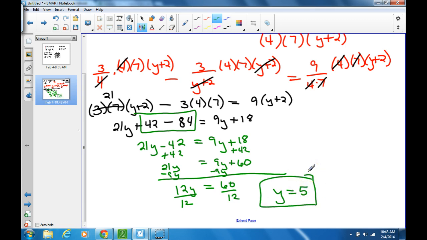Well, there's a lot of steps. A lot of steps. Yeah, it's easy.